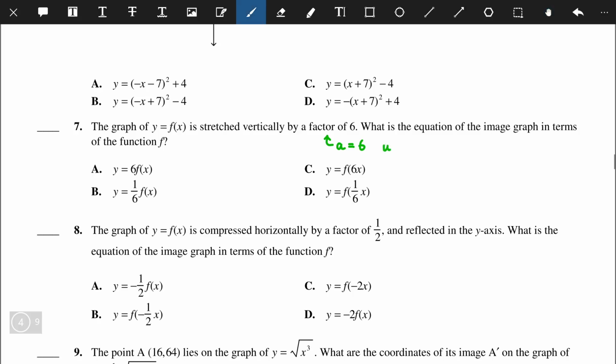Again, we use y equals a f of b, x minus c, plus d, where a is for vertical stretch and reflection, b is for horizontal stretch and reflection, c is for horizontal translation, and d is for vertical translation. So with that in mind, the correct answer in this case will simply be y equals 6f of x. So the correct choice here is A.